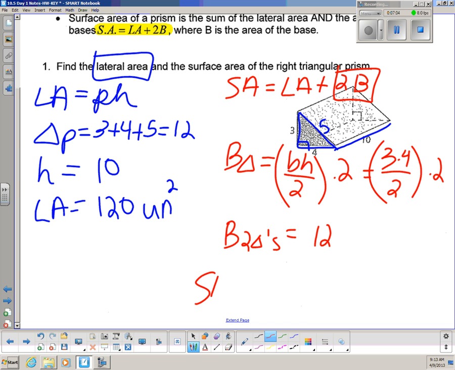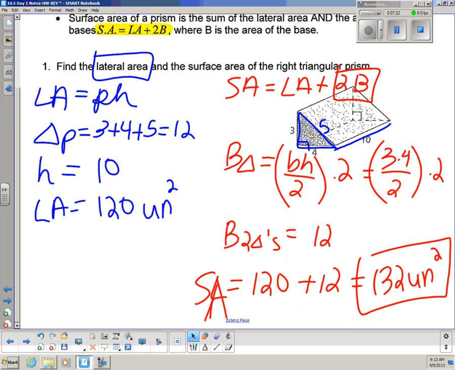So surface area equals the lateral area plus the area of the two bases. Sorry, that should be surface area. And that ends up being 132 units squared.